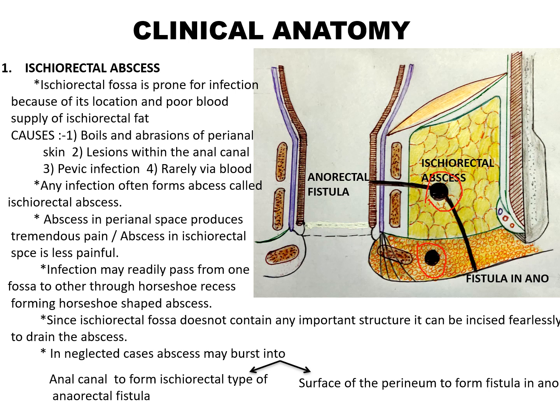The infection of one ischiorectal fossa readily passes to the other through the horseshoe recess, called a horseshoe-shaped abscess. Since the ischiorectal fossa does not contain any important structure, we can fearlessly incise the fossa and drain the abscess. In neglected cases, the abscess may burst into the anal canal to form the ischiorectal type of anorectal fistula, or the abscess may burst onto the surface of the perineum to form a fistula in ano.